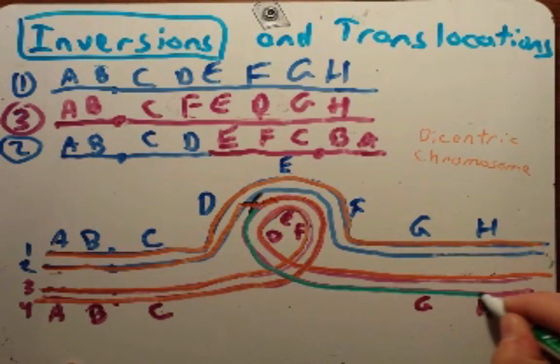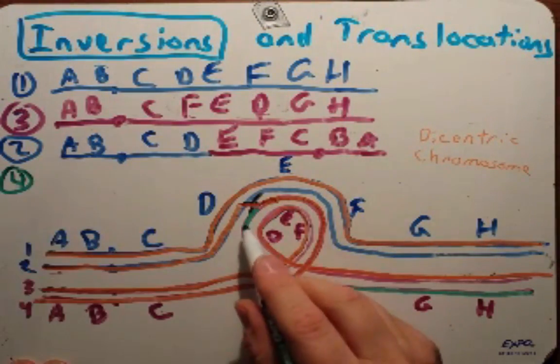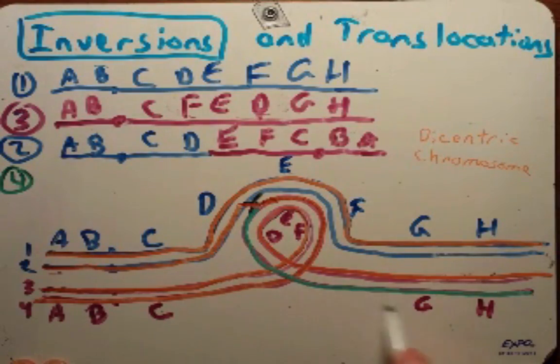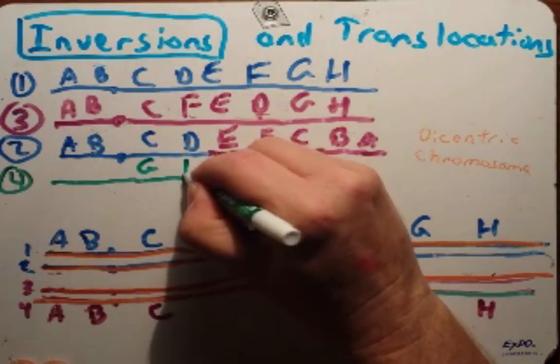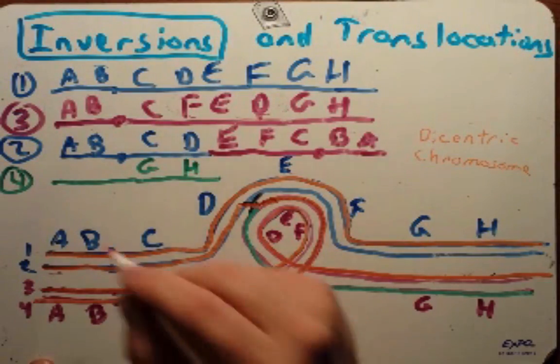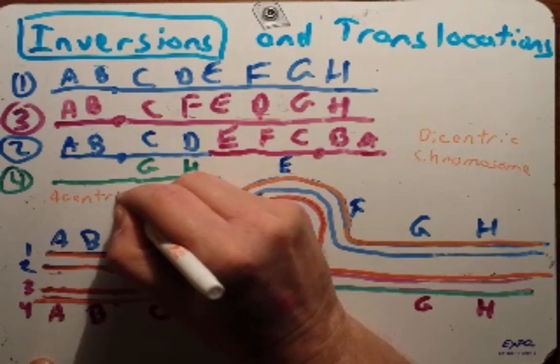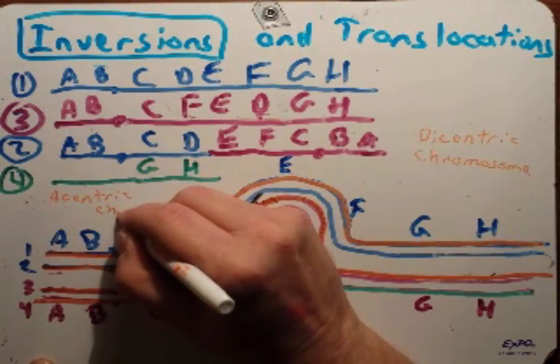So this is going to be packaged up into that fourth gamete. And I'm going to put it down here and I'm going to keep it in green. And it's going to have this region here with G and H on it. Notice there is no centromere. Since it lacks a centromere, we call this an acentric chromosome.